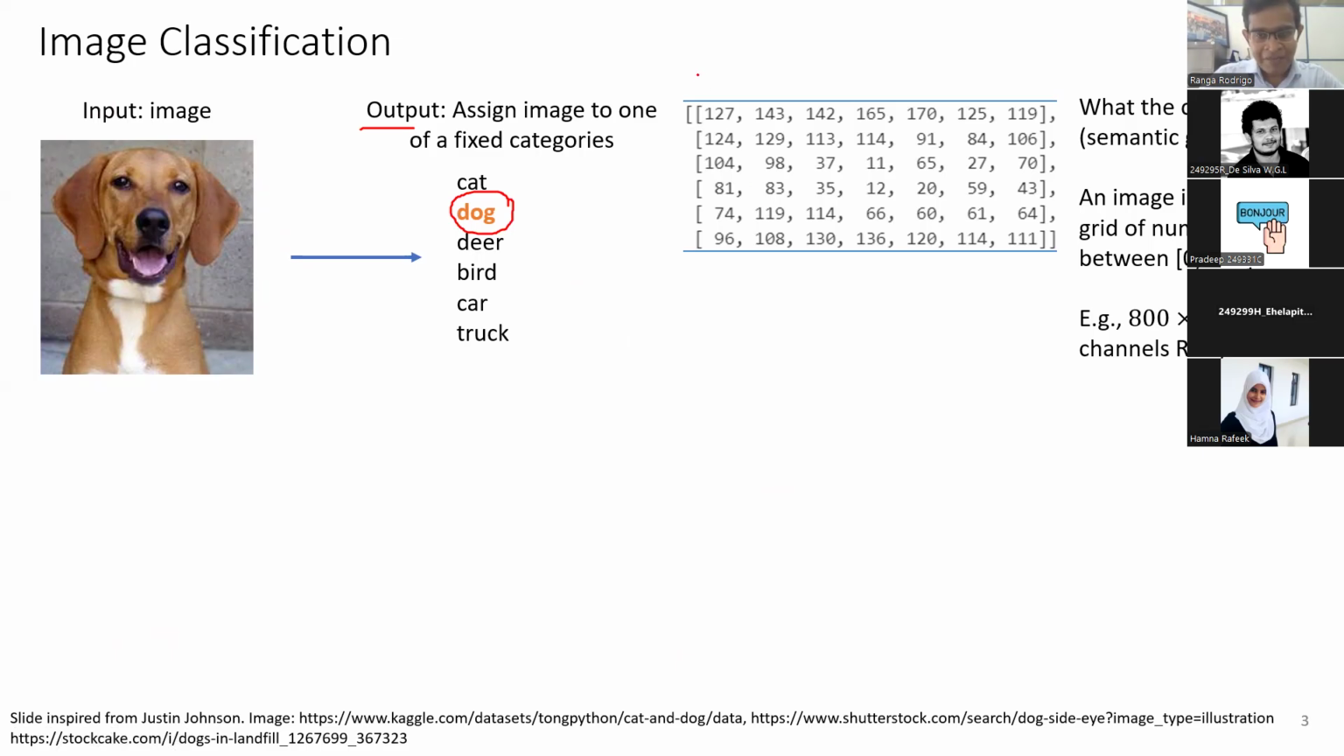But actually what the computer sees is something like this. It's just a set of numbers. So there is this big semantic gap between what the computer sees, the set of numbers, and what we want to get out, to call it a dog. For the computer, an image is just a big grid of numbers, for example 800 by 600 times 3 for three channels. We have seen this when we started this course.